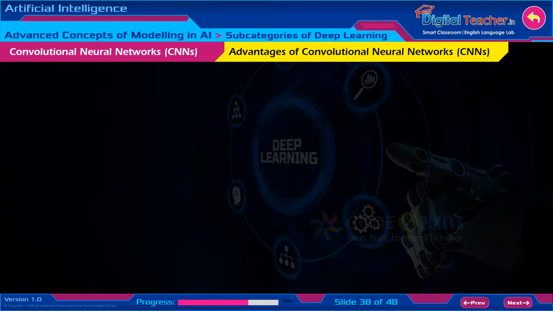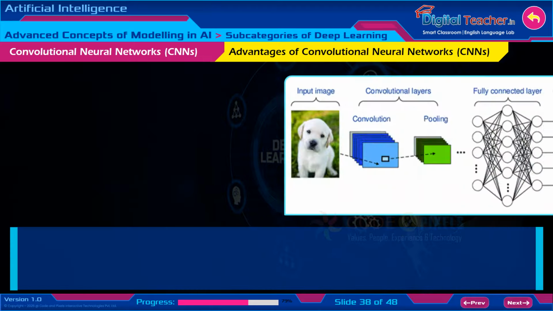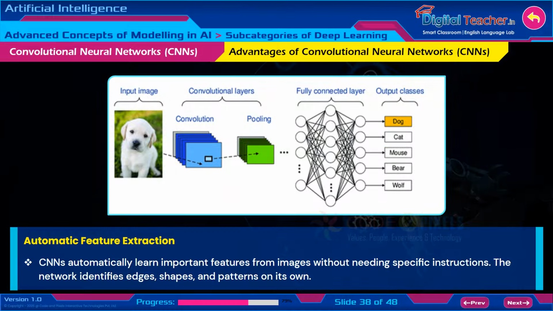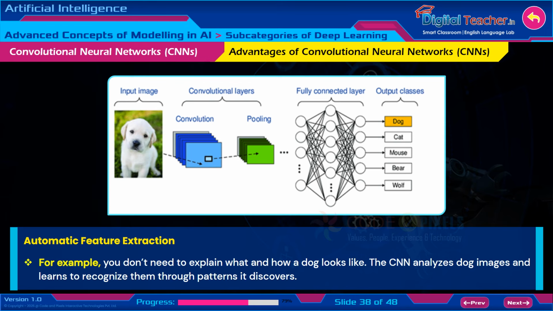Advantages of convolutional neural networks. Automatic feature extraction. Convolutional neural networks automatically learn important features from images without needing specific instructions. The network identifies edges, shapes, and patterns on its own. For example, you don't need to explain what a dog looks like. The convolutional neural network analyzes dog images and learns to recognize them through patterns it discovers.